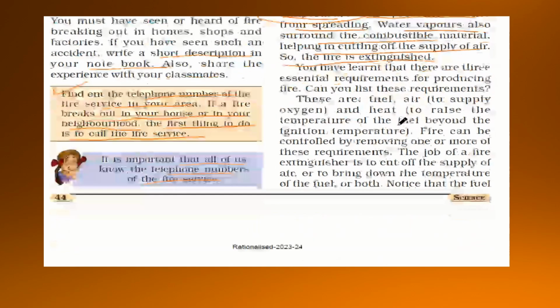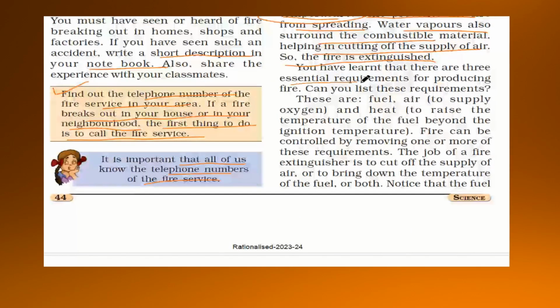Okay. So we have also learned about the 3 essential requirements for producing fire. Can you list them? These are fuel, air, and heat to raise the temperature of the fuel beyond the ignition temperature so that it can ignite. So 3 things are very much required for burning. Fire can be controlled by removing one or more of these requirements. If one of these requirements is cut off, then only can the fire be extinguished.